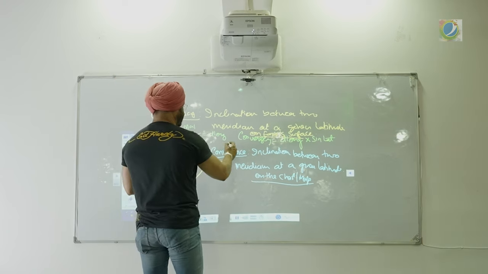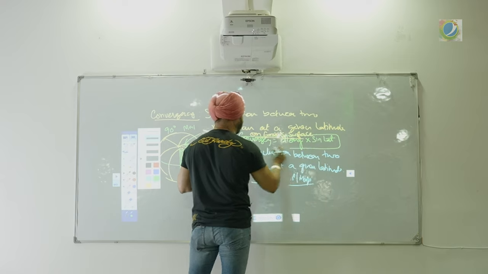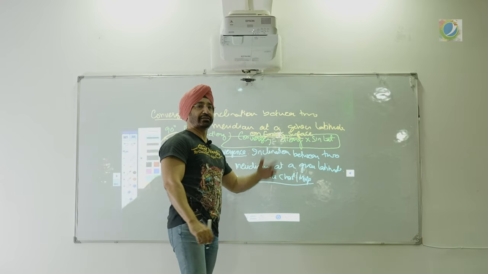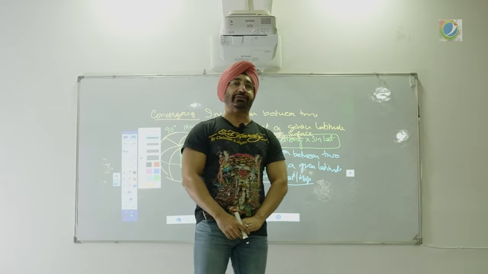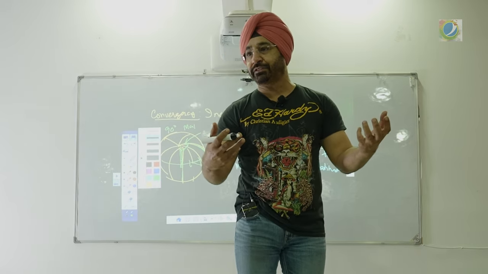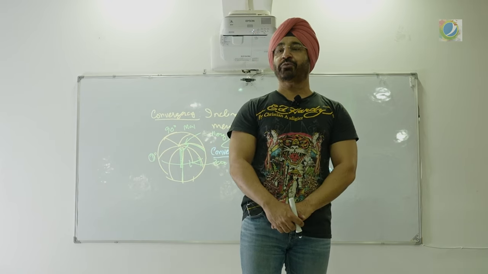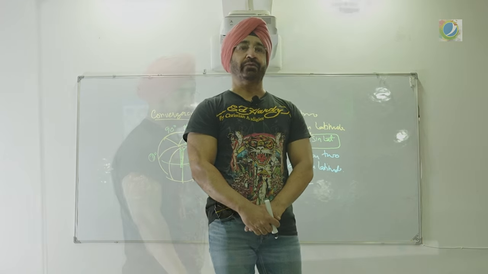Convergency is difference in longitude into sine of latitude, or sine of mean latitude. Again, when we study that time, we will see what this convergency is, but this is just an introduction. What is there on the globe and what you see. Clear on this? So convergence on this projection is zero.